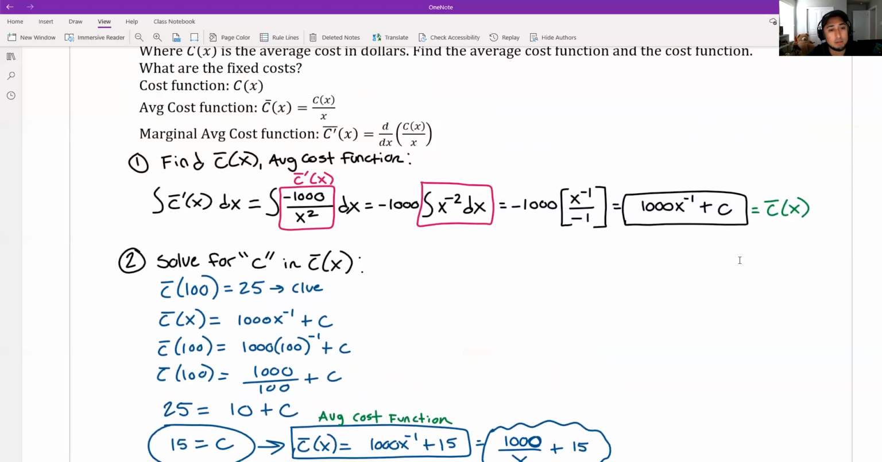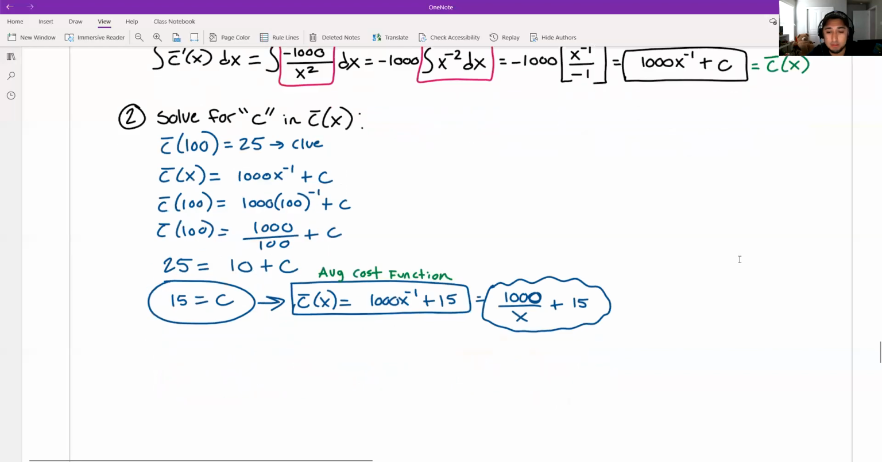All right. So with that being said, 3 is going to be find the cost function.